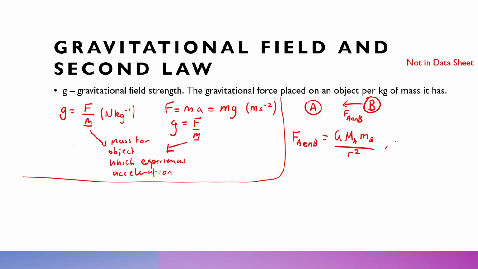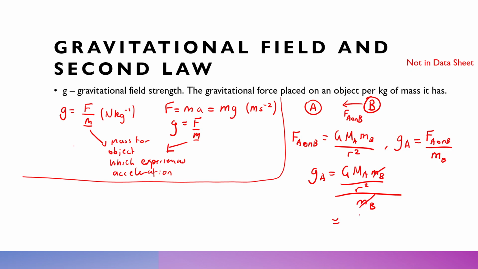And based on our previous work, we also know that the gravitational field caused by A will be equal to the force of A, which is exerting on B, divided by the mass of object B. Combining these two formulae together, we get an expression for the gravitational field of A, which is a little bit more complex. Here in this scenario, the mass of B cancels out, and we find that the gravitational field due to object A is G times the mass of A divided by R squared.